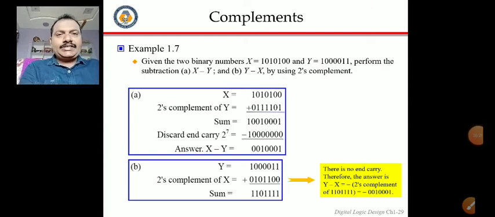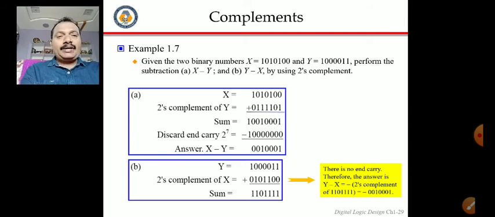Okay, now let us take another example. Given the two binary numbers x equals 1010100, y equals 1000011. These are the x and y numbers. Perform the subtraction x minus y and y minus x by using the 2's complement method. Okay, let us take the first, x minus y. X is given and y is given. Here we are doing x minus y, the subtrahend is y.